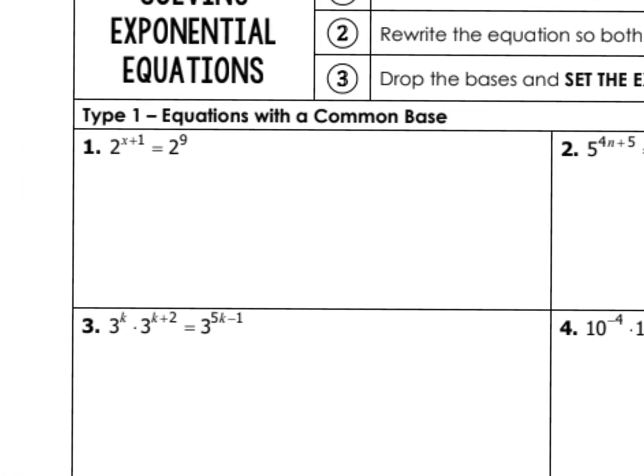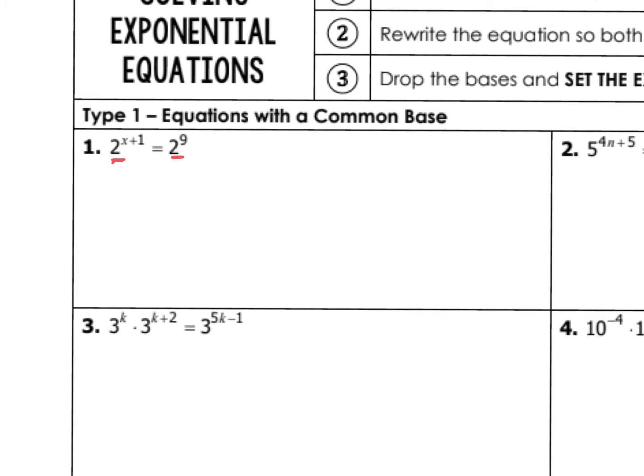If we go to this first one, okay, so looking at these two sides of my equation, do we notice how both sides of this equation have the exact same base? Do we all see that? Do we all see that both sides of this equation have the same base? What is the base? 2. Okay, so that matches.